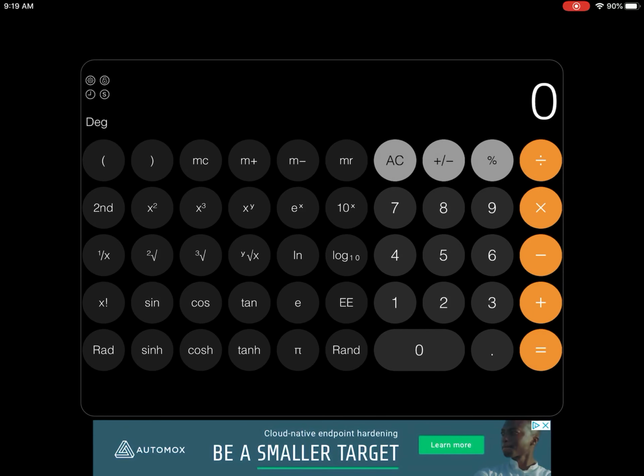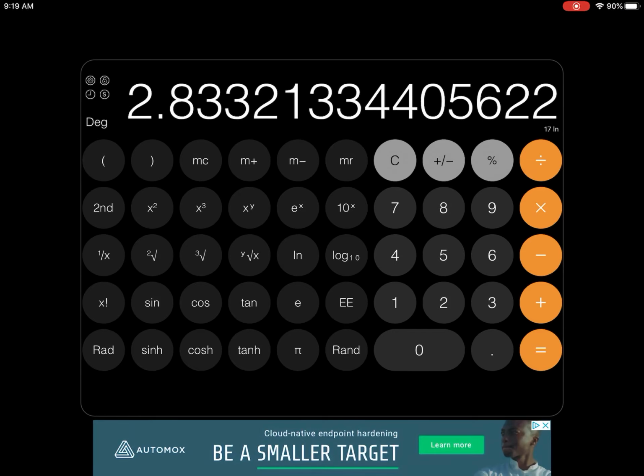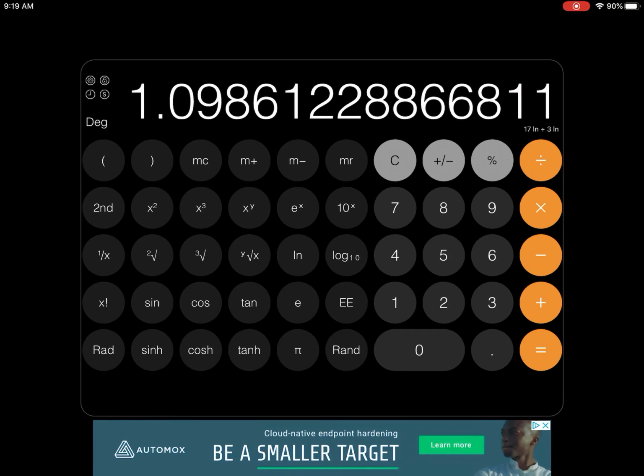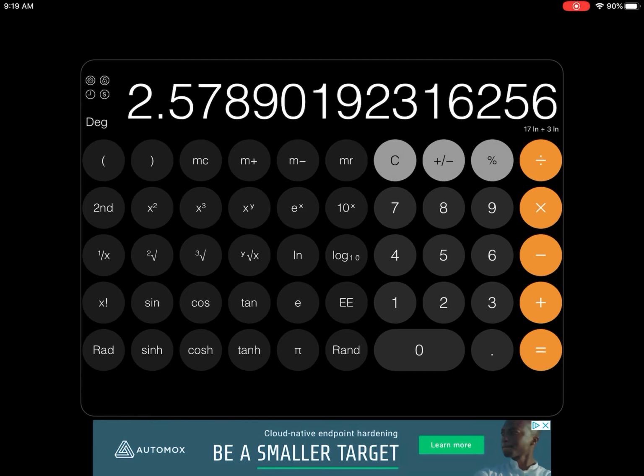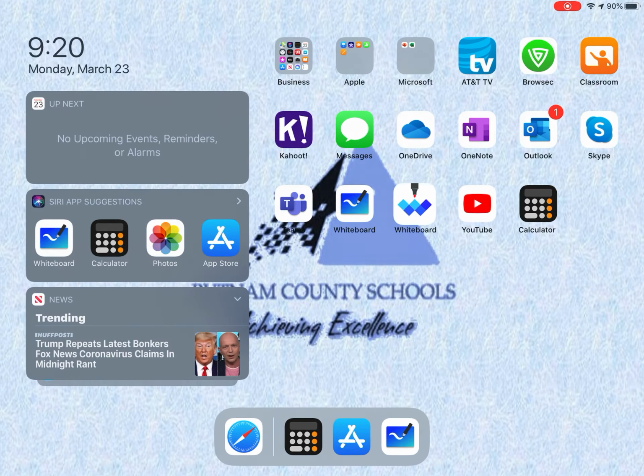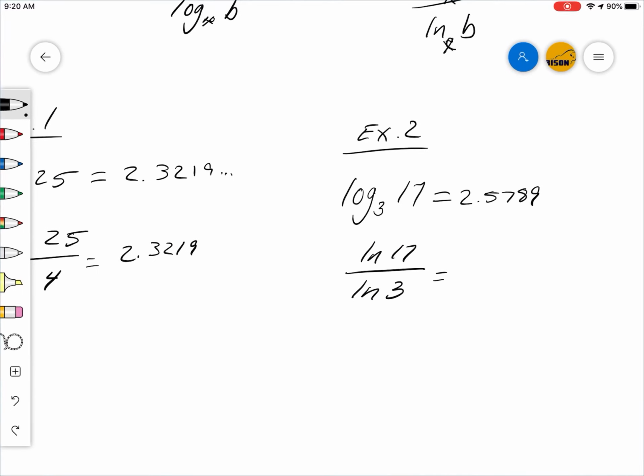So I'm going to clear it out. So I need 17 on top, so that means I have to hit 17 first, then do natural log. Then I'm dividing by the natural log of 3, so that means I have to do 3 first, then do natural log. But that's not what it is, because that's just showing me right now the natural log of 3. I have to actually hit enter in order for it to do the division, and it gives me 2.5789, which is what we were looking for. 2.5789.